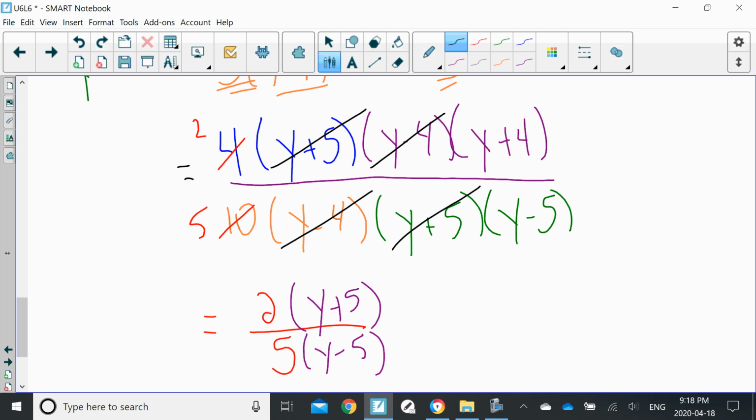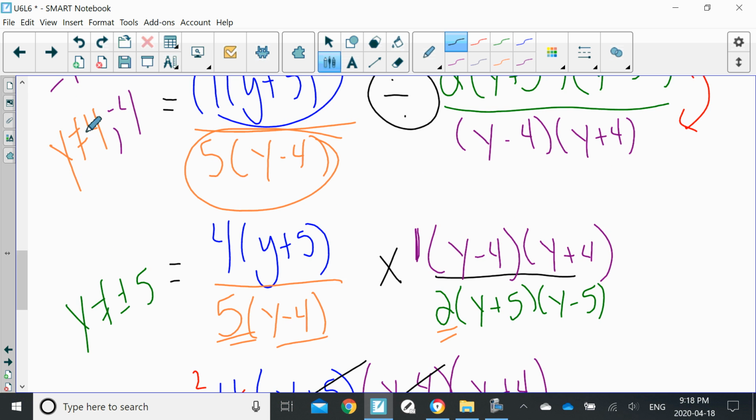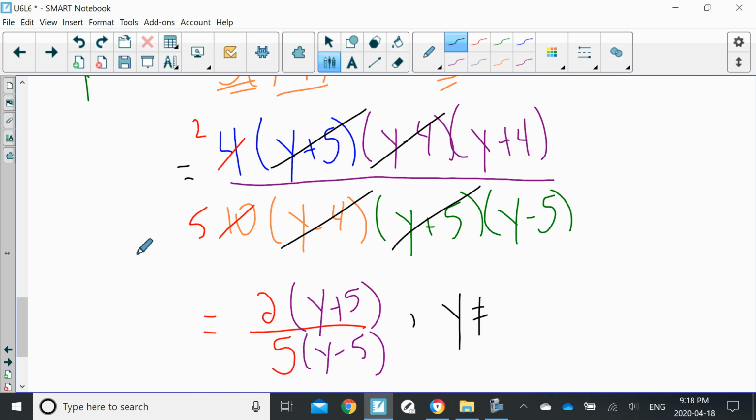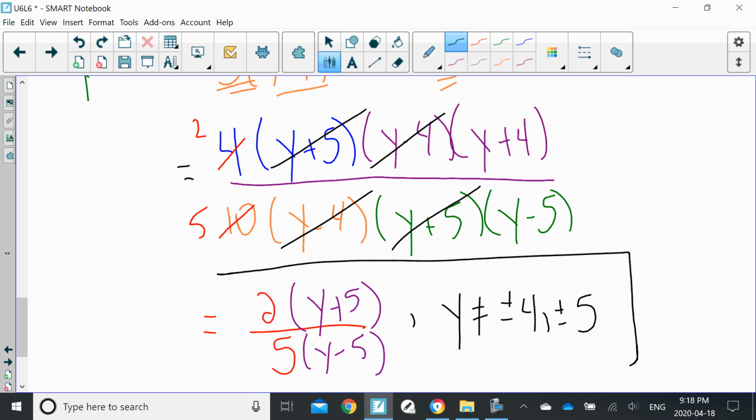Once you've simplified, you always write a comma and state your non-permissibles. y cannot be equal to, so I'm going to scroll up and see what my non-permissibles were. I had plus and minus 4 and plus or minus 5. So there are 4 non-permissibles, plus or minus 4 and plus or minus 5, and you would box that in because that's your completely worked through solution.